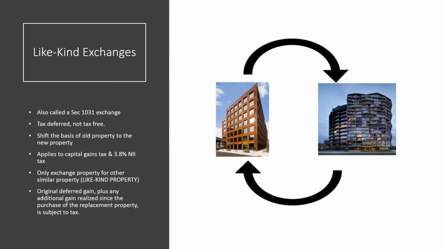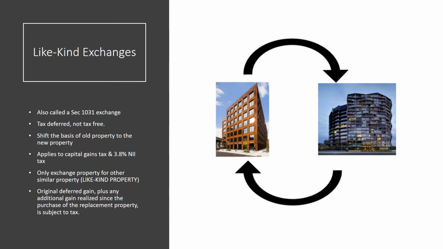You may only exchange property for other similar property called like-kind property by the IRS. Like-kind properties have the same nature or character even if they differ in grade or quality. All real estate owned for investment or business use in the United States is considered to be like-kind with all other such real estate in the United States, no matter the type or location. So, for example, an apartment building in New York is like-kind to an office building in California.